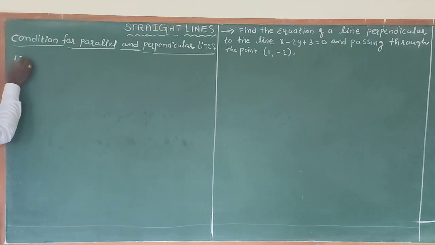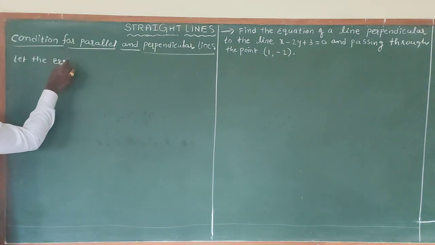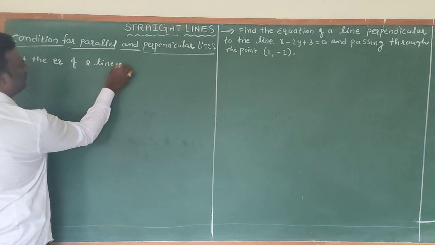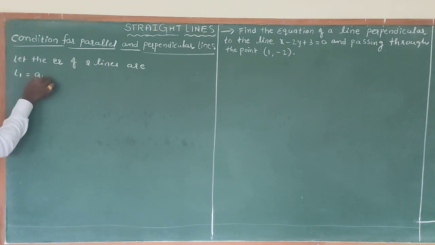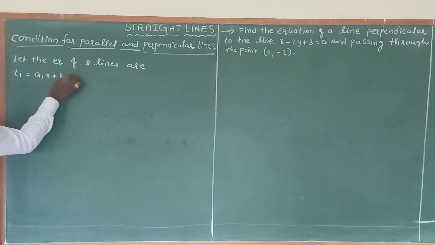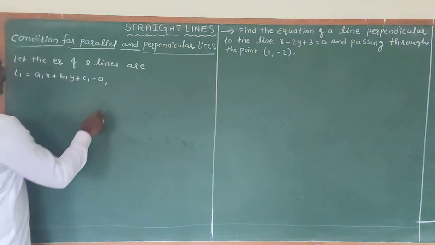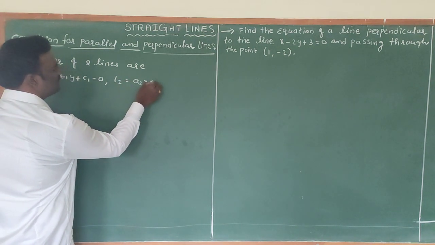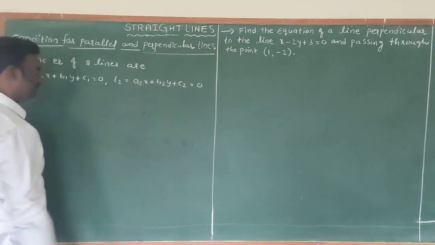Let the equation of two lines be, first line L1: a1x plus b1y plus c1 is equal to 0, and second line L2: a2x plus b2y plus c2 is equal to 0.